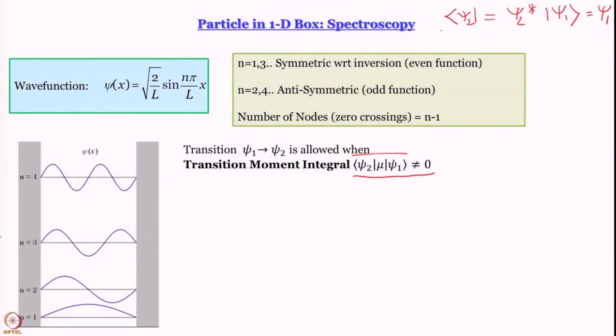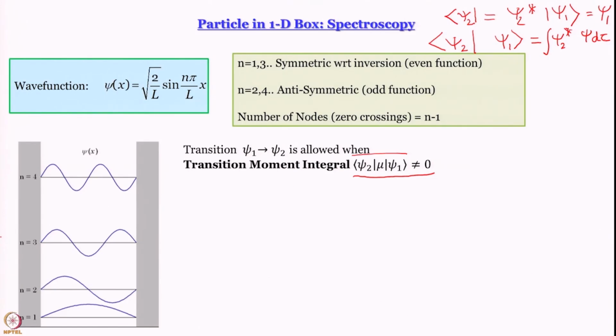When you write Bra psi 2, Ket psi 1, it essentially means the integral over all space of psi 2 star psi 1 d tau. In our case d tau should be replaced by dx, because we are working in one dimensional space.